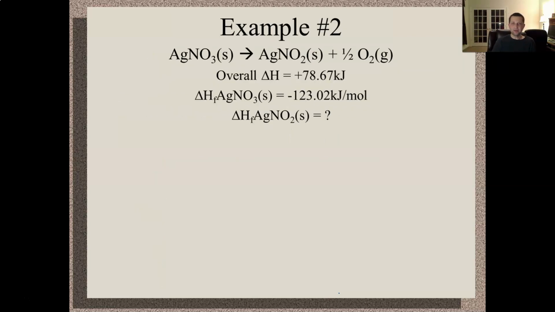Take a look at this one. For the last example, I'll do it with you, then you'll try 1 or 2 on your own. You have silver nitrate producing silver nitrite plus 1/2 O2. It gives you the overall delta H for the reaction as 78.67 kilojoules. It gives you the heat of formation of silver nitrate, and, oh, that's it. You have to find out what the heat of formation of silver nitrite is going to be. So we go through the same process here using our shortcut.